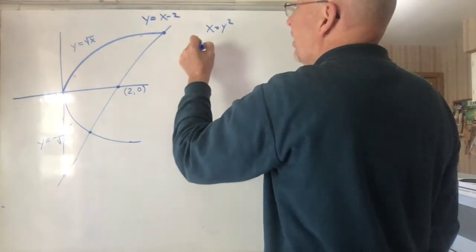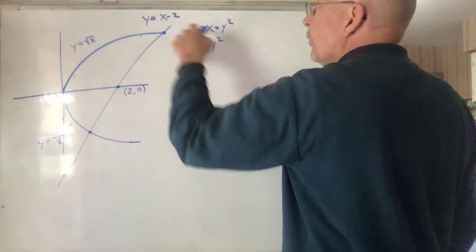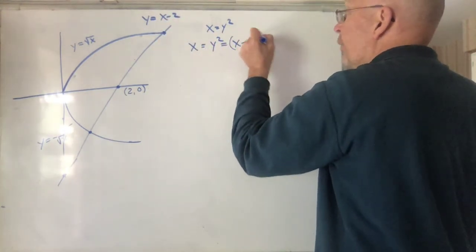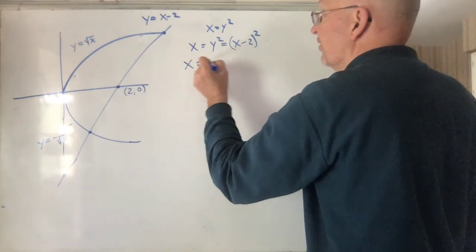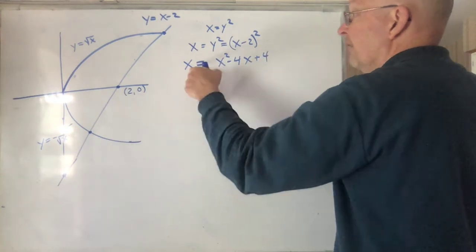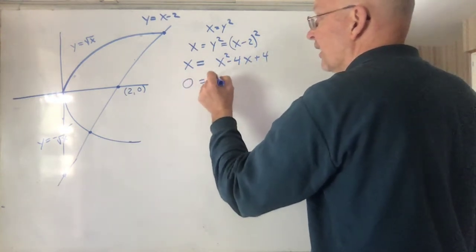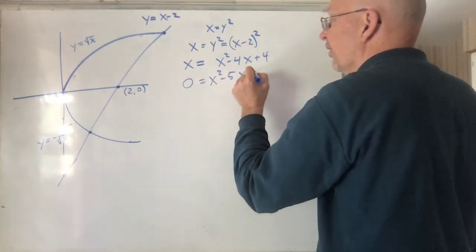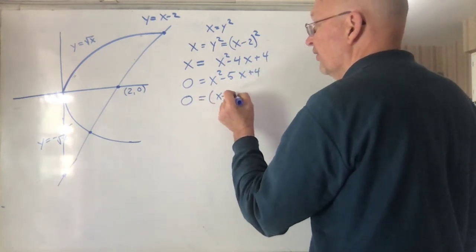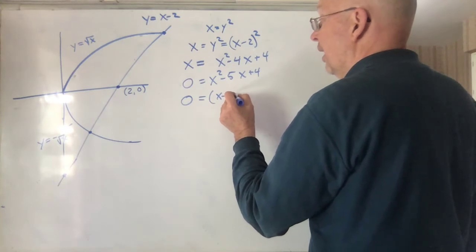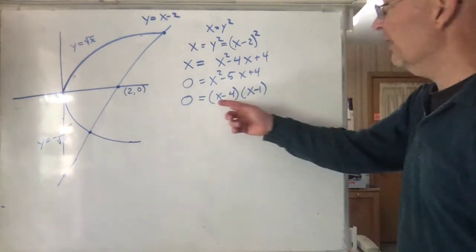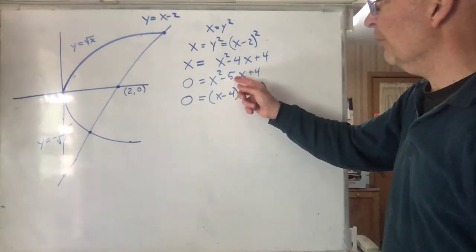x is equal to y squared, and y squared is going to be x minus 2 quantity squared. So that means x is equal to x squared minus 4x plus 4. If you bring the x over to the other side, you're going to get x squared minus 5x plus 4, and 0 is our friend. This factors into x minus 4 times x minus 1. Agreed? That multiplies to this.